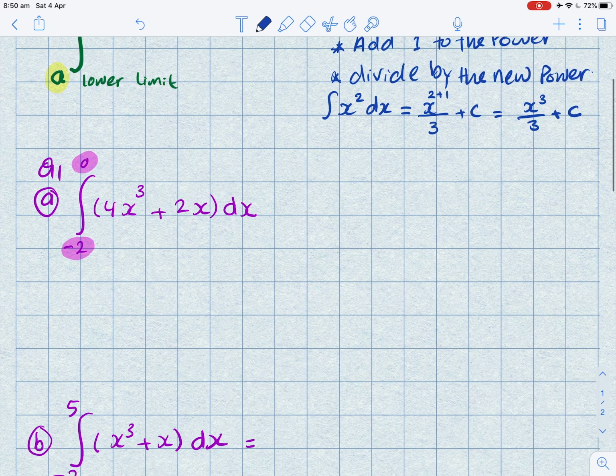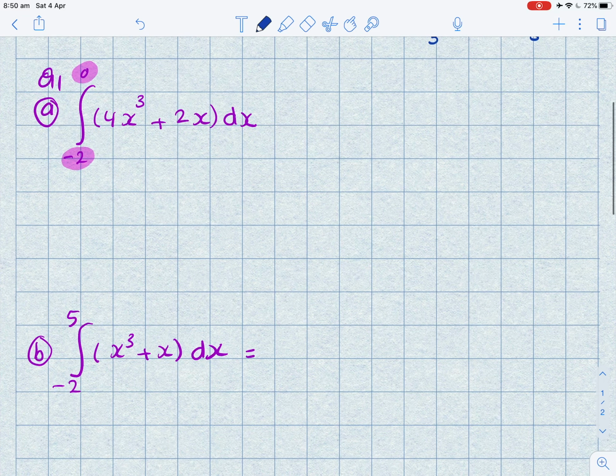Now I will start with question 1 A, which is the integral of 4x cubed plus 2x dx, and this is a definite integration. When we start, we do the integration as normal, and then we put the limits. After that we need to substitute the values of x by these limits and subtract them. I will show you now.